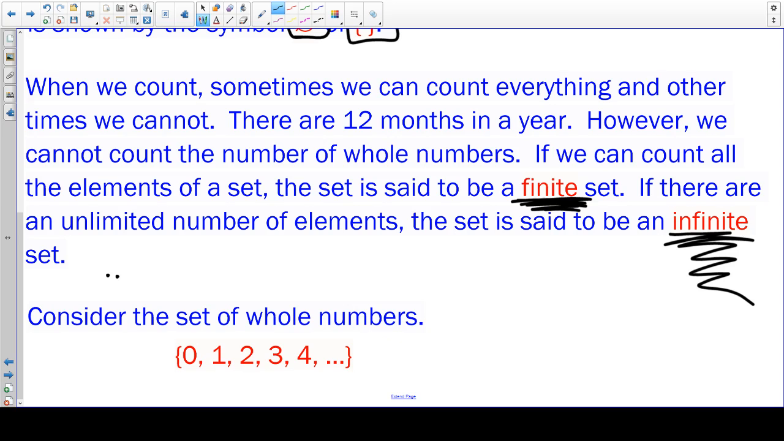Okay? But this number here, the set of whole numbers, would be infinite, right? Are we good with that? Yeah. Because that goes on forever and ever and ever and ever. Into infinity. Exactly. Okay.